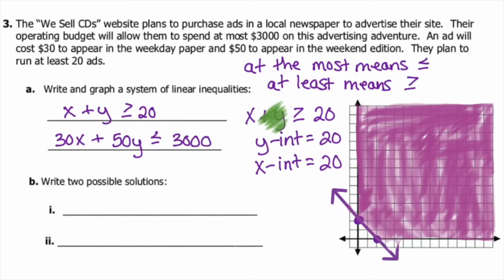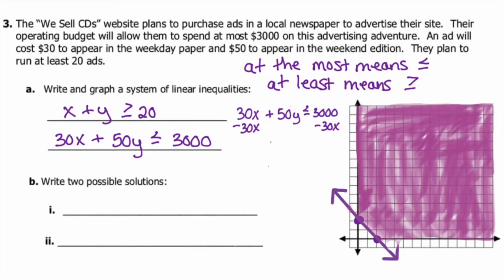And then our second equation is 30x plus 50y is less than or equal to 3,000. So we're going to subtract 30x on both sides, leaving you with 50y is less than or equal to negative 30x plus 3,000. Divide by 50 and you get y is less than or equal to negative 3/5 x plus 60, because negative 30 over 50 simplifies to just negative 3 over 5.